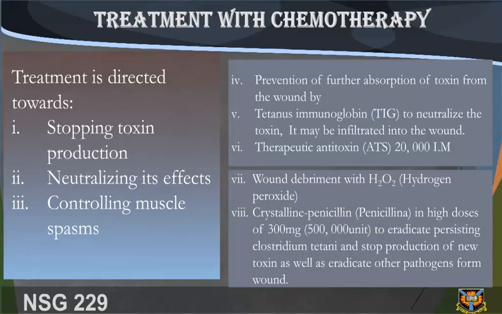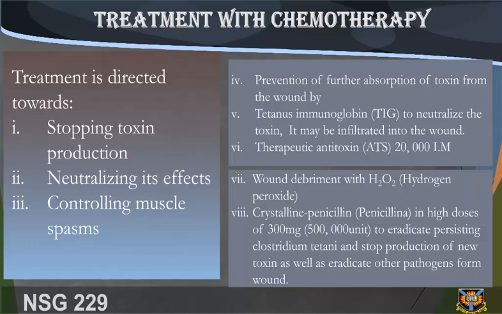Treatment with chemotherapy. Treatment is directed towards 1. Stopping toxin production. 2. Neutralizing its effects. 3. Controlling muscle spasms. 4. Prevention of further absorption of toxin from the wound. 5. Tetanus immunoglobulin (TIG) to neutralize the toxin. It may be infiltrated into the wound. 6. Therapeutic antitoxin ATS 20,000 IM. 7. Wound debridement with H2O2, hydrogen peroxide.